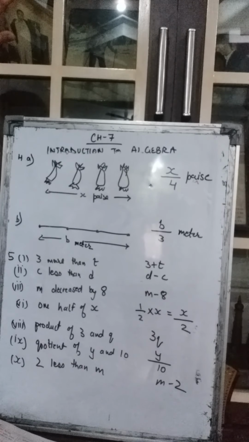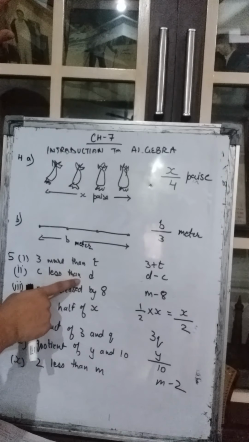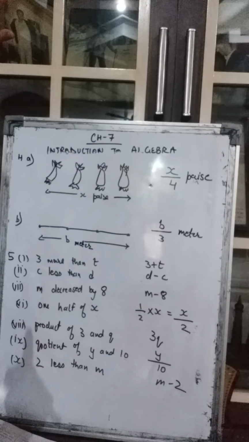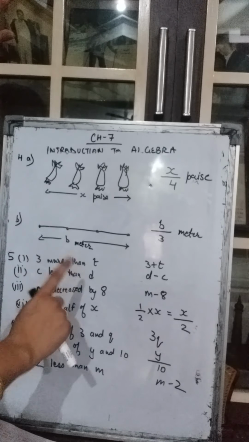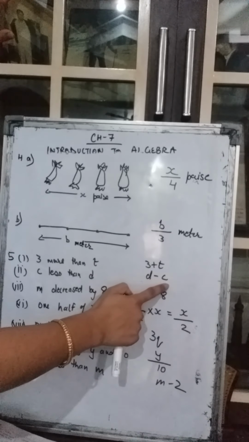Please add this in your book. It is written as C less D. No, please add the word than: less than. I told you whenever there is the word less than, this variable will come first. It is given wrong at the back, so don't get confused. So this D will come first, D minus C.